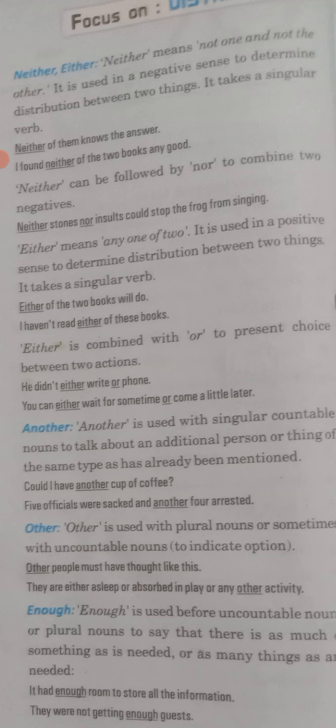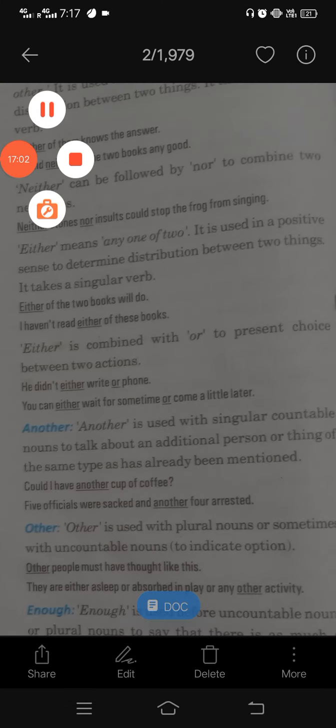While other is used with a plural noun, something which is countable. Like, other people must have thought like this. So they are countable, with that we are using other. Another means you are adding a person over there. It should be used with a singular countable noun.